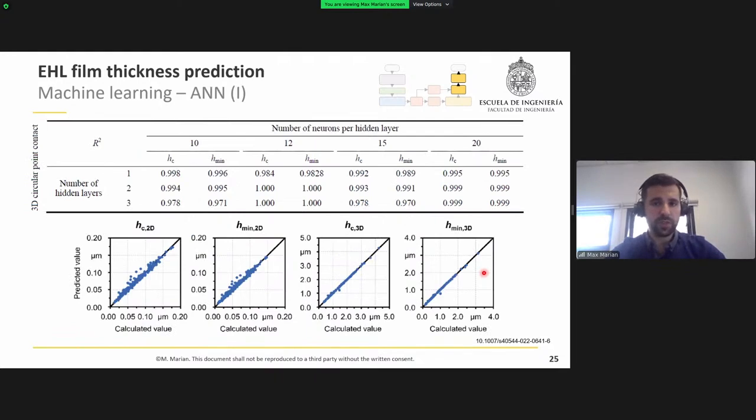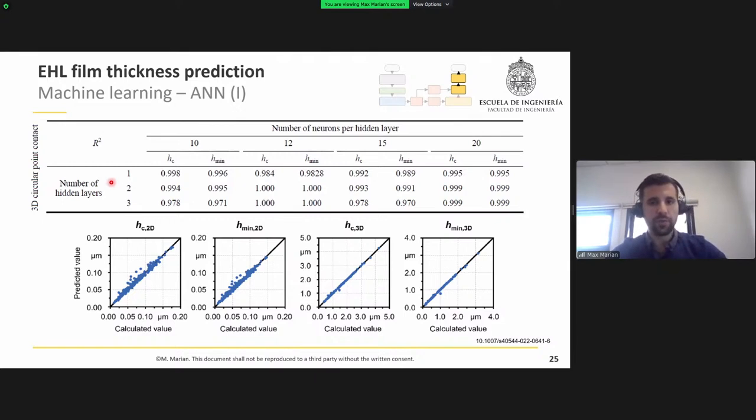On this slide, we can see some results for the neural networks, namely the coefficient of determination for the prediction of, again, the central and the minimum film thickness for the 2D line contact, and also for the 3D point contact. Again, the R square values are against testing data, and here we write the number of neurons per hidden layer, as well as the number of hidden layers: the number of neurons per hidden layer between 2 and 20, and the number of hidden layers between 1 and 3.